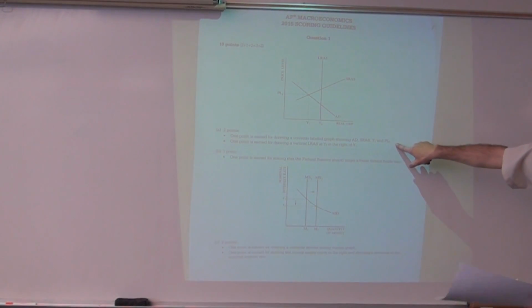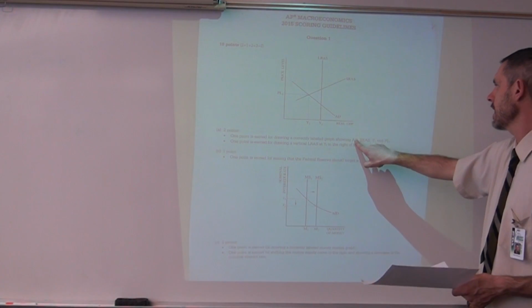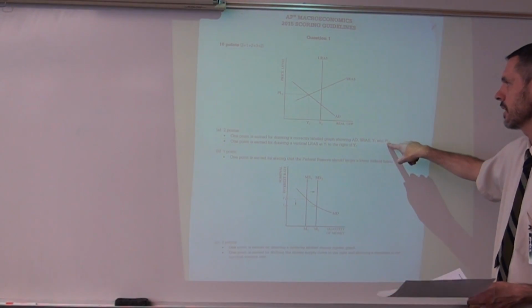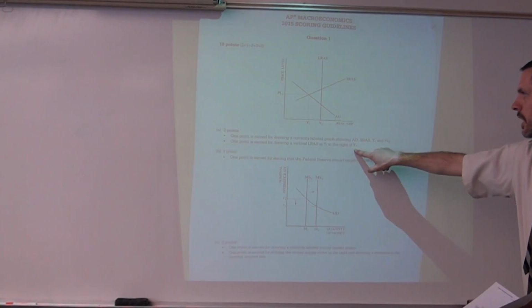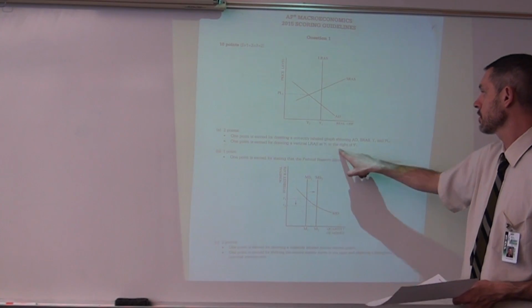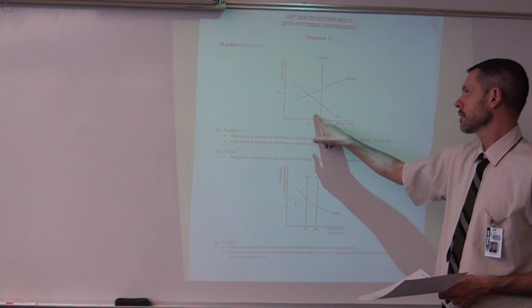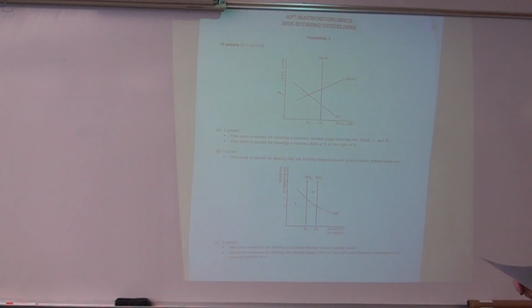1 point earned for a correctly labeled graph showing AD, SRAS, Y1, PL1. 1 point earned for drawing vertical LRAS at YF, to the right of Y1. So you show your recessionary gap, operating below full employment.